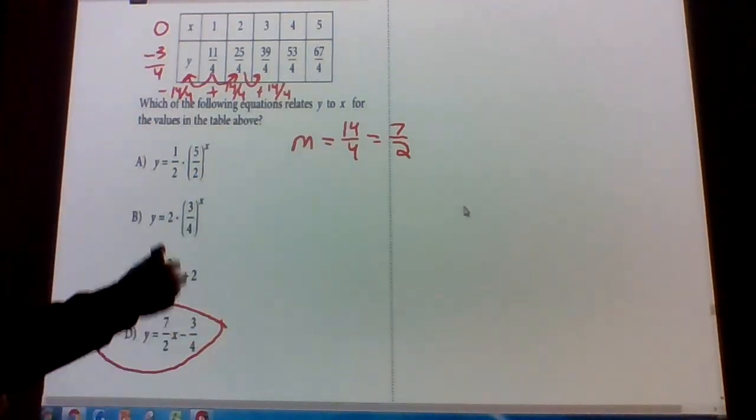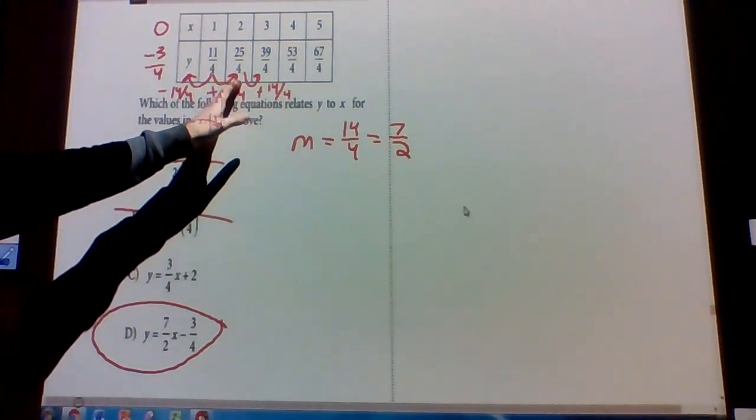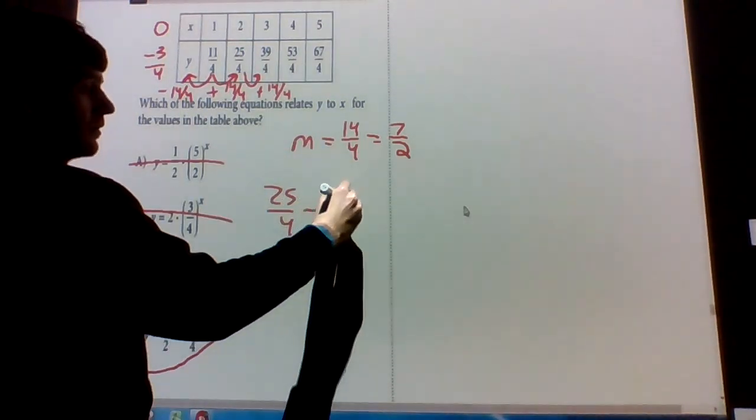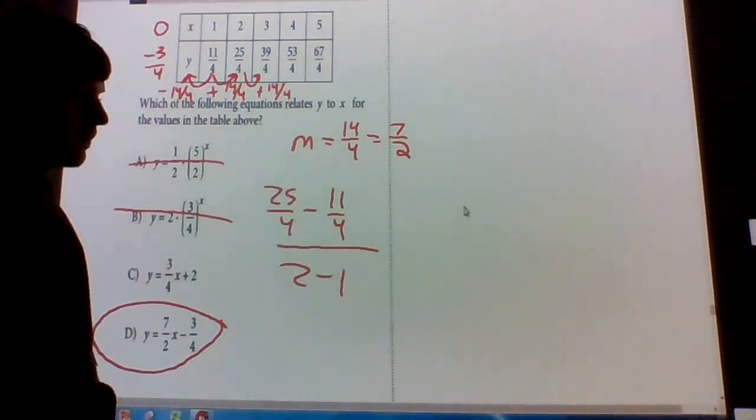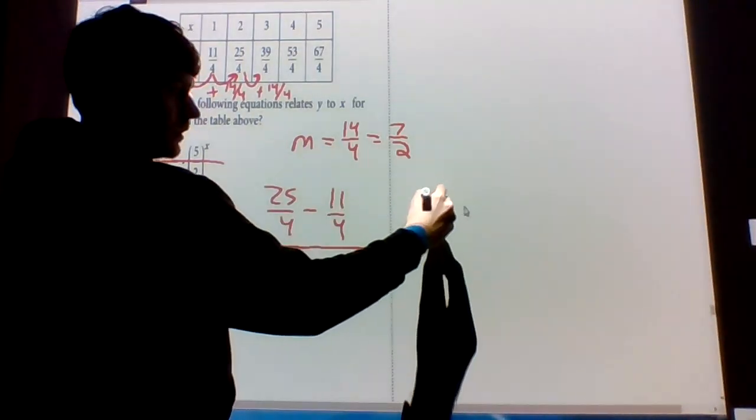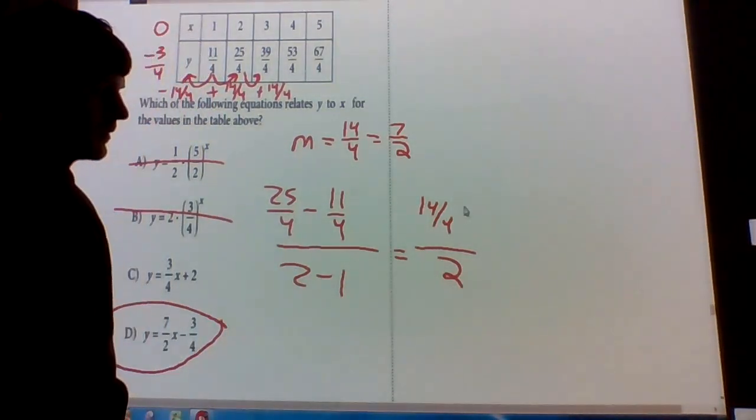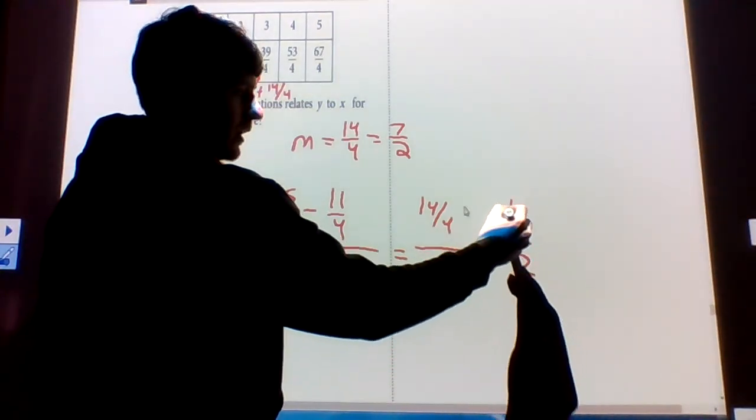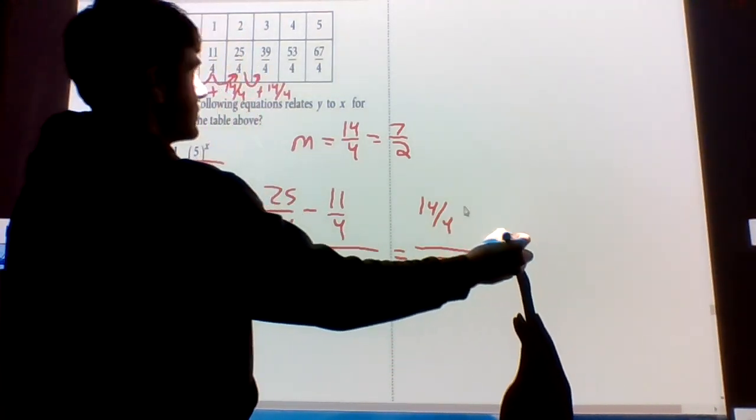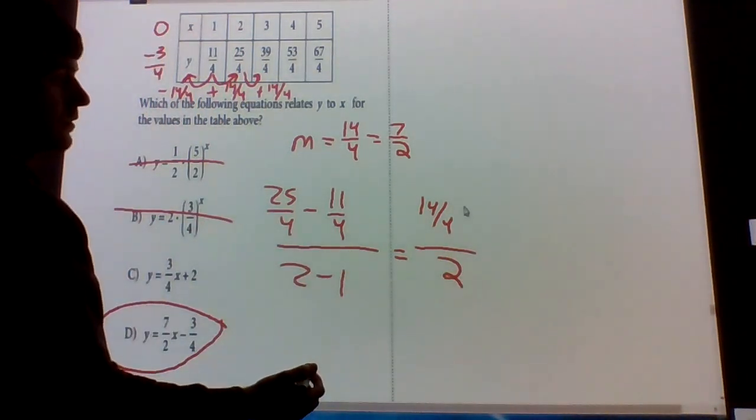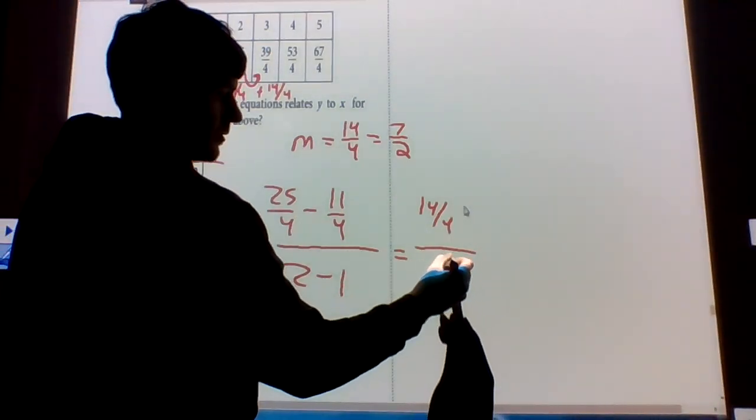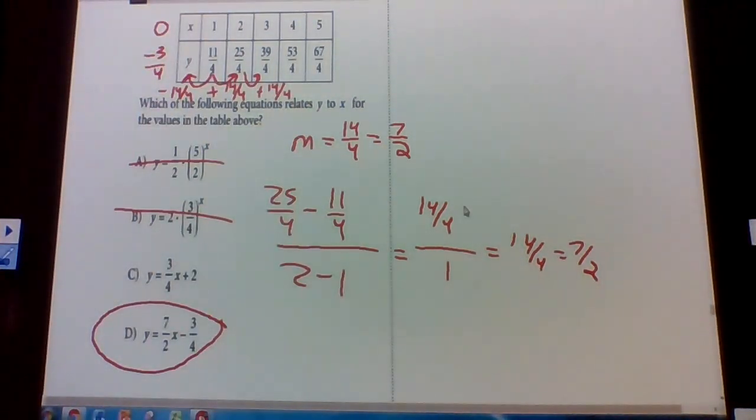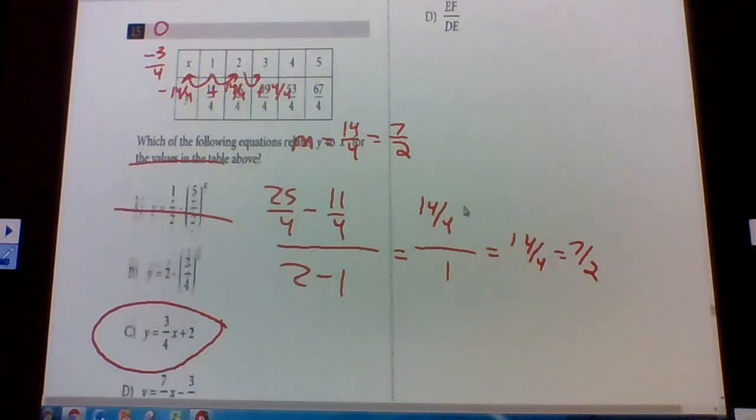So it's a linear function, so you know it's not A, you know it's not B, and then we find our slope here, rise over run. You can do change in y over change in x, if you wanted to do that instead: 25 over 4 minus 11 over 4 over 2 minus 1. Right, change in y, change in x. I'm sorry, 25 over 4 minus 11 over 4 is 14 over 4. Over 2 minus 1 is 1, which is 14 over 4, which is 7 over 2. Okay, so that's your slope. Alright, that's 15. Let's go to 16 here.